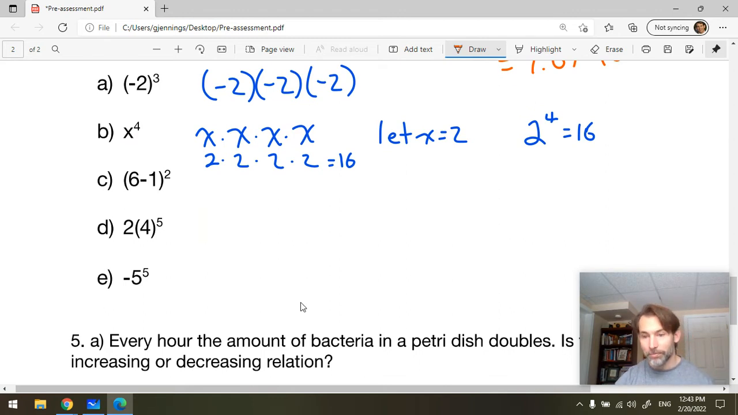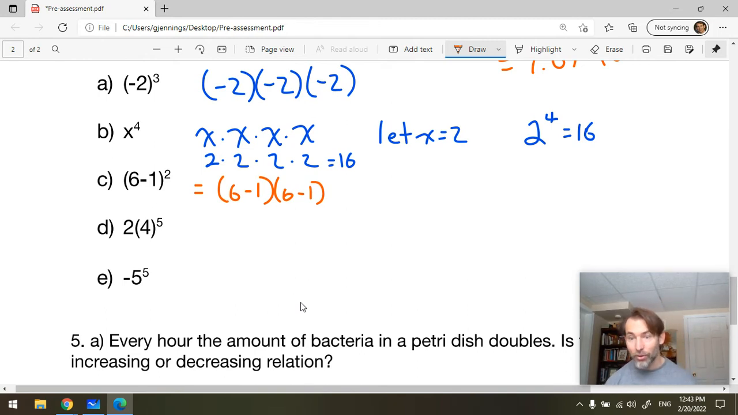(6 - 1) squared. There's a few ways to do this, but they all get the same answer. Okay, first is to do the brackets first. 6 minus 1, 5. Not 7, 5. And so then you do 5 squared, which gives you 25. The other way to write this out is to say this is (6 - 1) times (6 - 1). And then I evaluate each bracket and get 5 times 5 anyway and get 25.